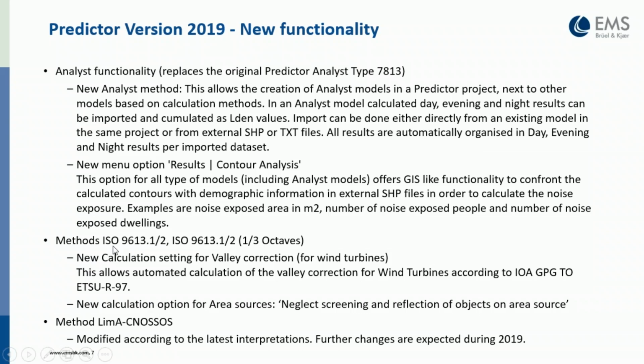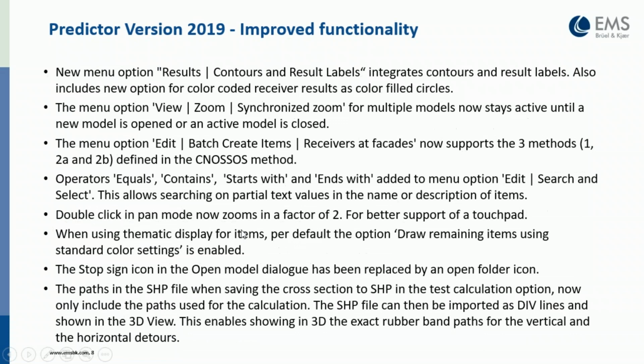In that ISO, we have now included a new calculation setting for the valley correction for wind turbines. That's a method described in the Institute of Acoustics Good Practice Guide to the ETSU-R-97. Some new calculation options. We have modified the LimA Knossos. I will come back to that. Further changes are still to be expected. And a lot of other new functionalities like color-filled circles, color-coded results on the receivers, etc.